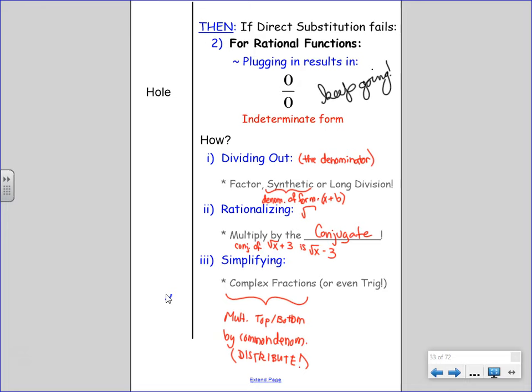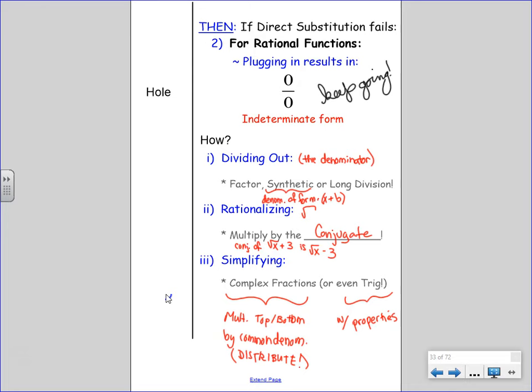Now why did I put even trig? How could you simplify trig? Are there a lot of formulas? Trig identity, trig properties. Sine squared of x plus cosine squared of x is 1. Tangent of x is sine of x over cosine of x. Gotta keep our wits about us. Who knows, they might show up again.